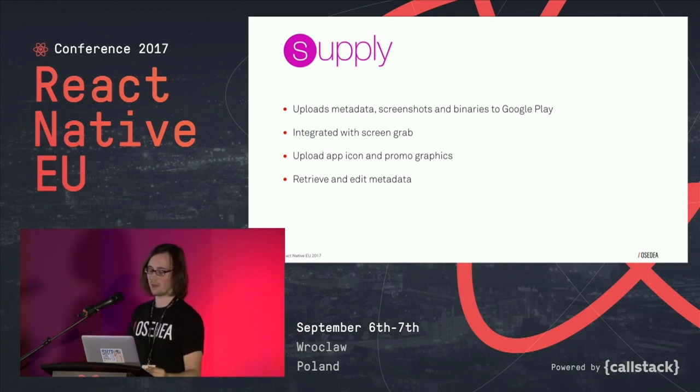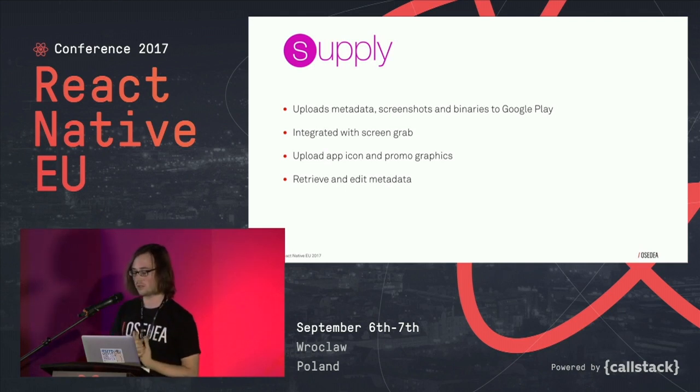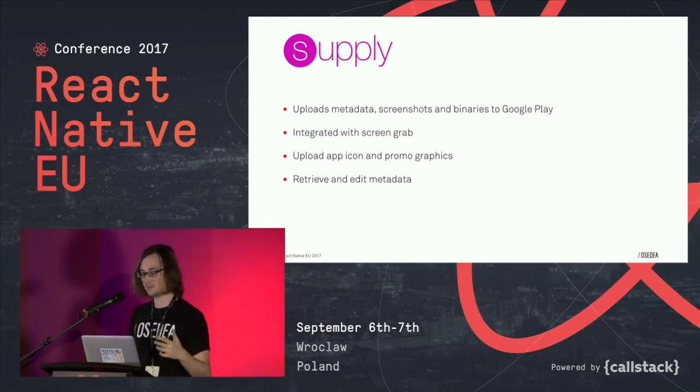So, Supply. Supply uploads metadata and screenshot binaries to Google Play. You can select tracks for builds and cherry-pick builds for production. You can use Supply to upload the app icon, promo graphics, and screenshots for multiple languages, as well as retrieve and edit metadata.